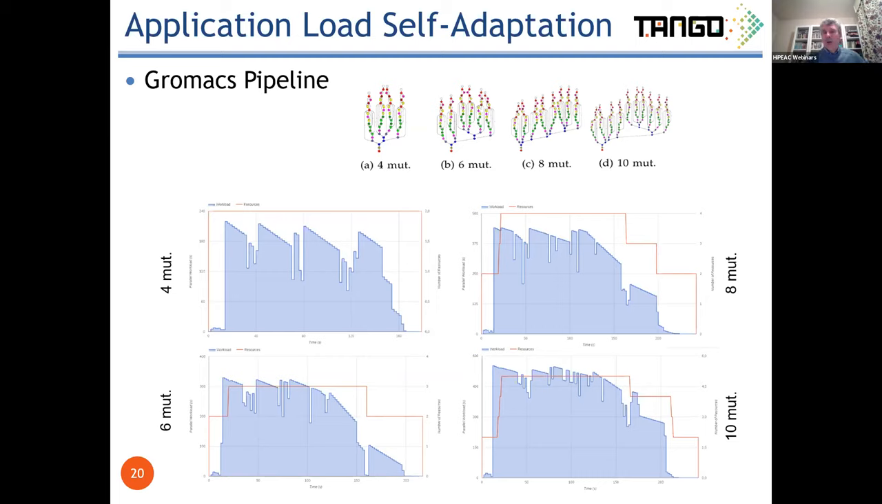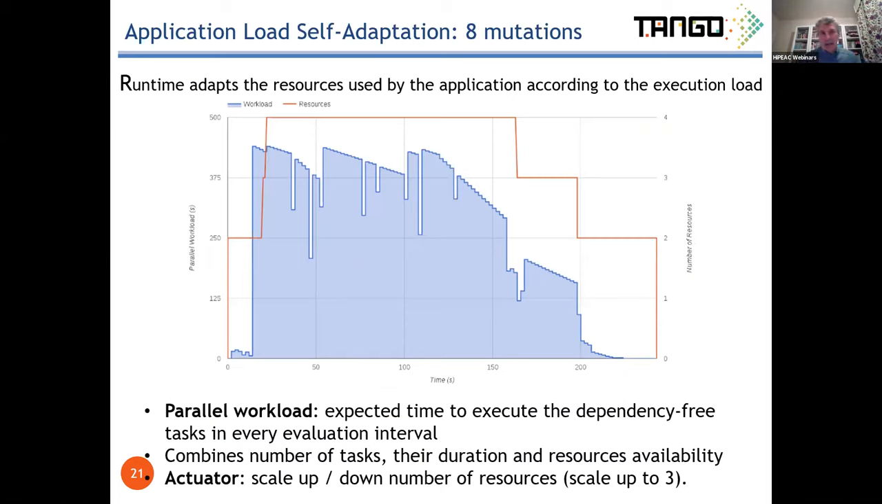So if I take here the first graph where we have 4 mutations, again the programming model didn't have to do anything. Whereas with 8 mutations, it actually had to scale down to 3 resources. I'll tell you a little bit more about why. So the runtime itself will need to adapt the resources used by the application according to the execution. So in here, the runtime, looking at the parallel workload, was able to have clear information about the expected time to execute the dependency-free tasks in every evaluation interval, okay?